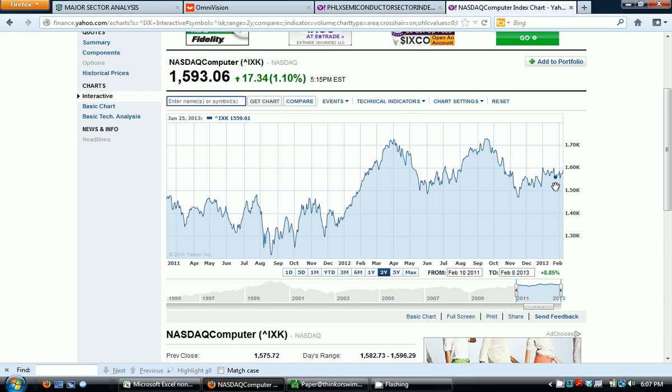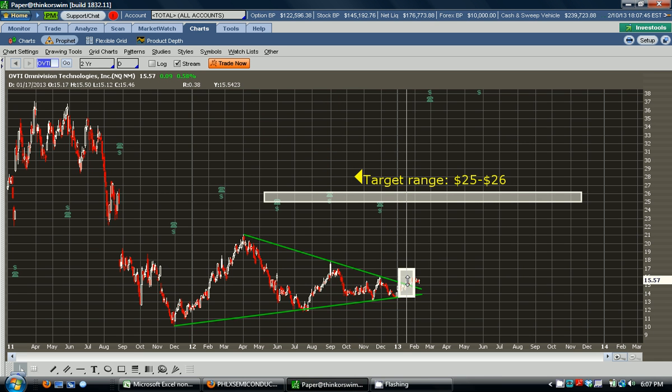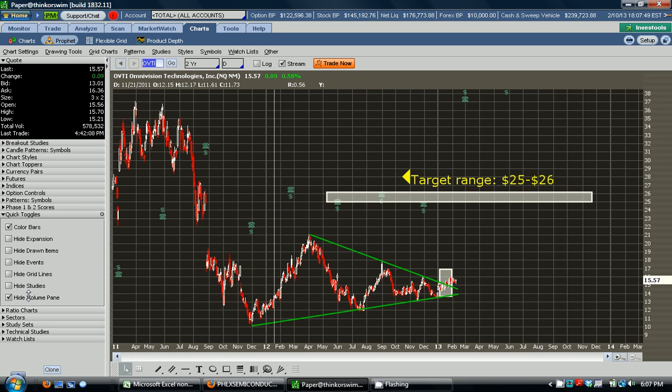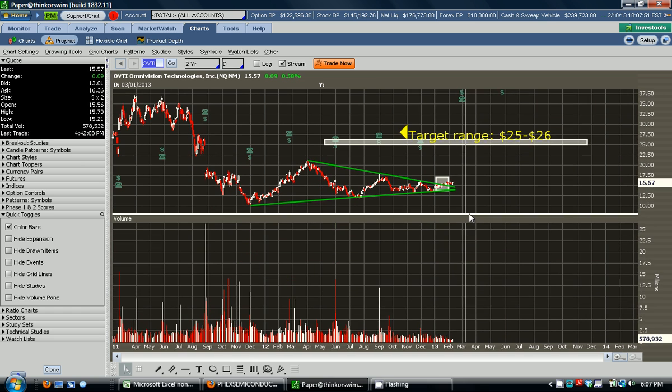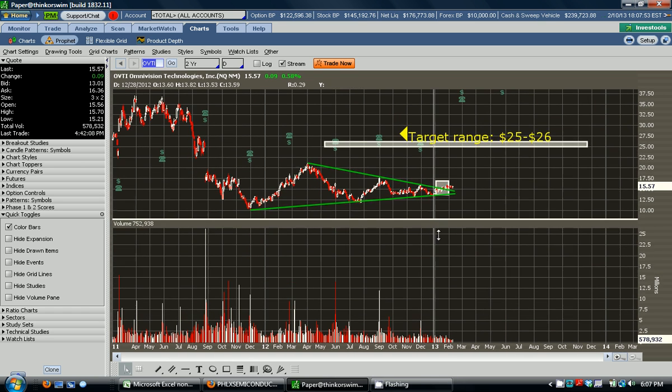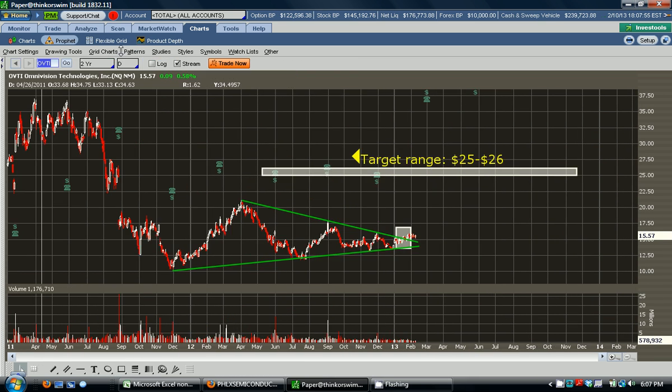Now, is this actually going to reverse? That's why I'm giving you these precautions. This is a breakout, but it is on very low volume, as you can see right there, very low volume. And then also you have this momentum resistance on the RSI.